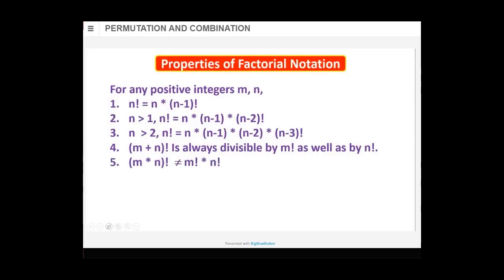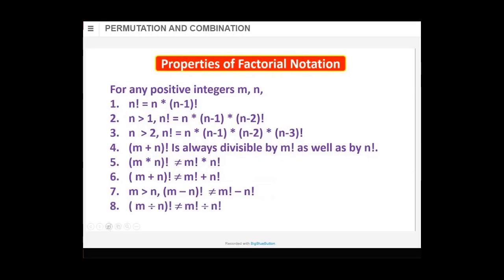Next, ये याद रखो, m into n factorial is not equal to m factorial into n factorial. Next, m plus n factorial is not equal to m factorial plus n factorial. If m is greater than n, m minus n, negative का तो factorial allowed ही नहीं है, so m has to be greater than n. m minus n factorial is not equal to m factorial minus n factorial. And division में भी, किधर भी allowed नहीं है. Plus, minus, multiply, divide, in all 4 cases it's not allowed.